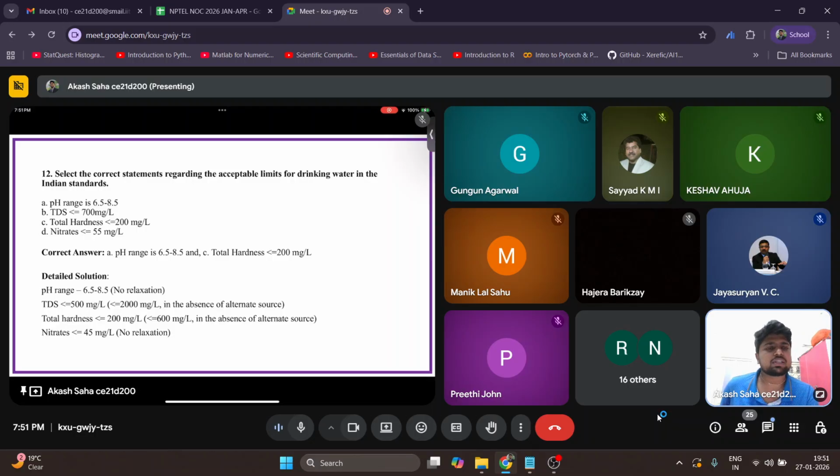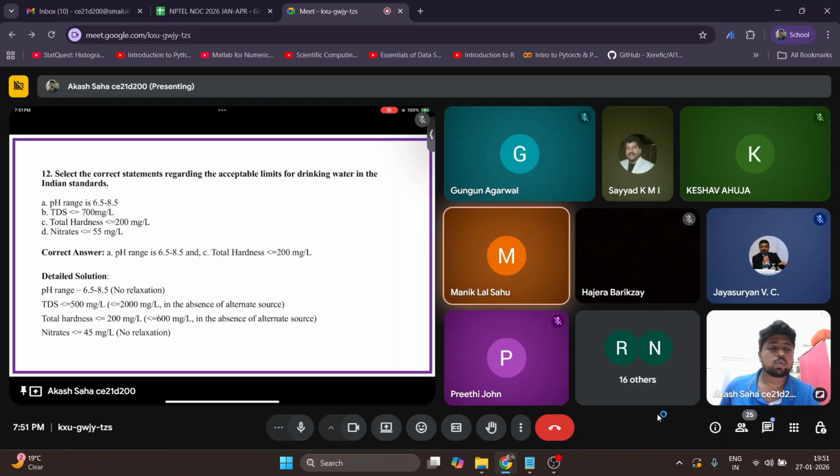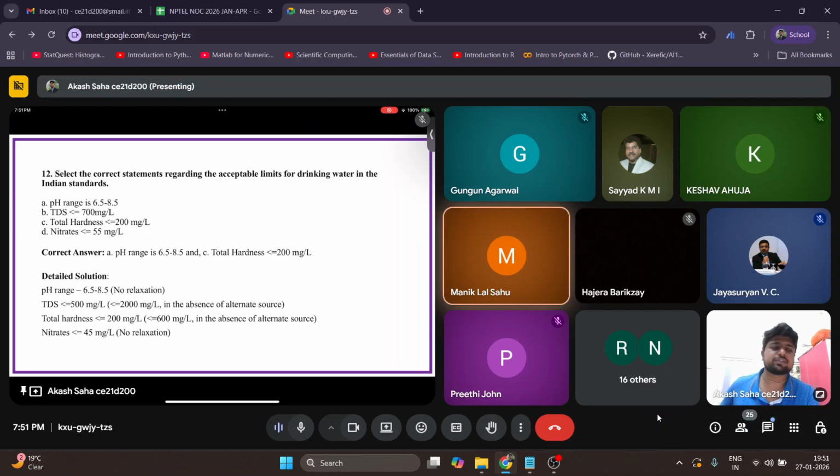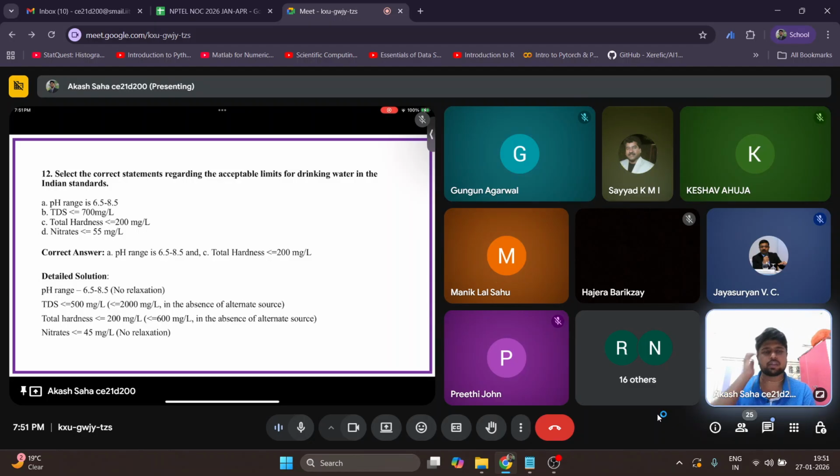Can someone tell me what is the code for the Indian standard for drinking water? What is the number, so that others can also know? 10500. Yes, 10500. It's the 2012 drinking water standard.